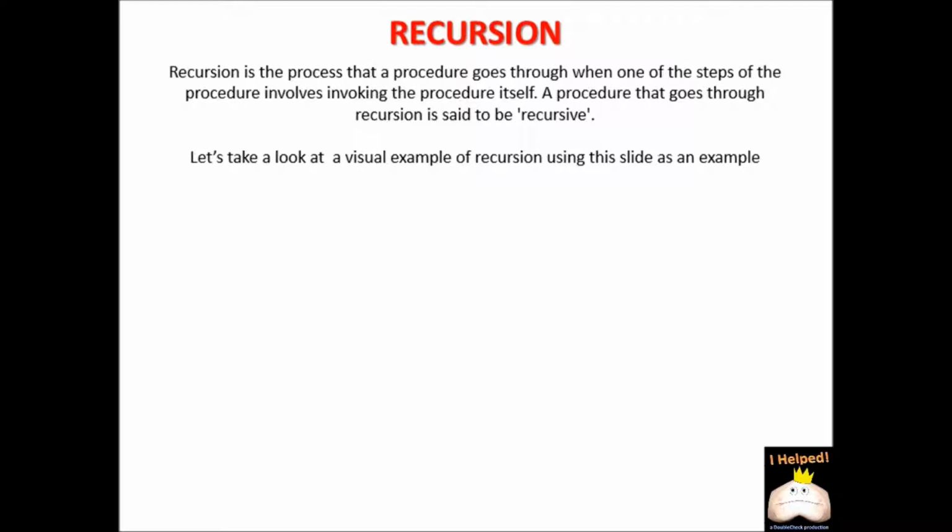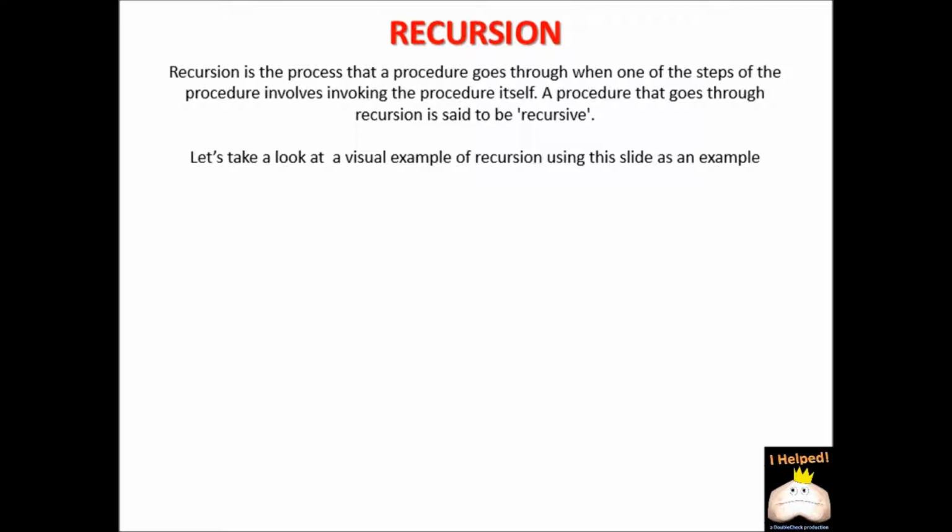For the first example, we're going to use the slide that we're looking at now. If you look at the slide, you'll notice that it has a brief description of what recursion is. Recursion is a process that a procedure goes through when one of the steps of the procedure involves invoking the procedure itself. That means it calls the entire procedure. A procedure that goes through recursion is said to be recursive. Now, notice this final sentence because this is the actual recursive statement here.